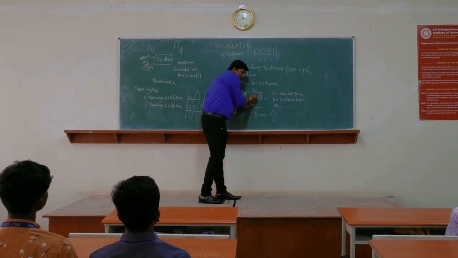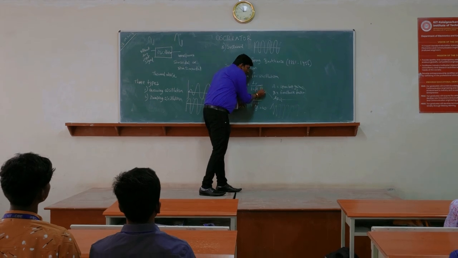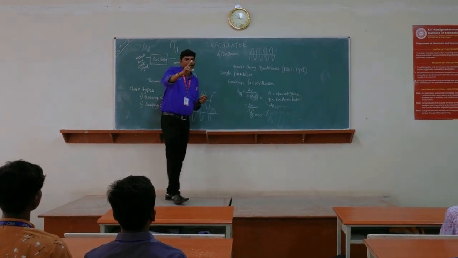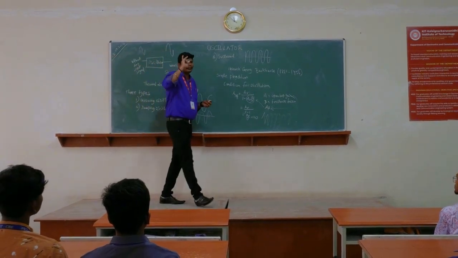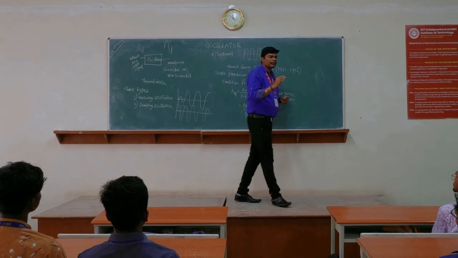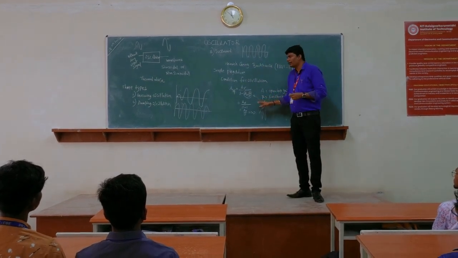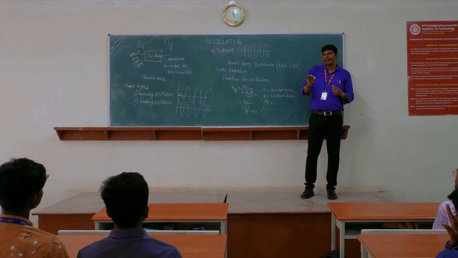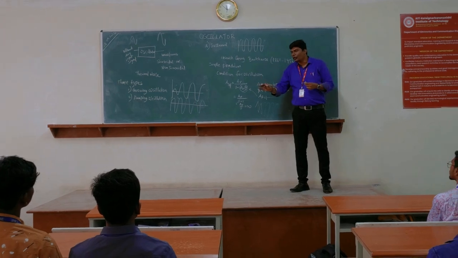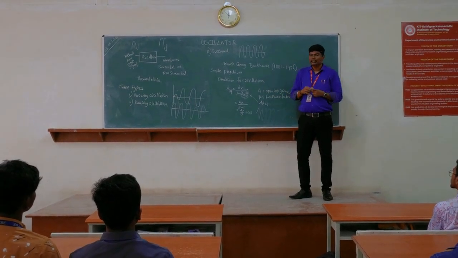Actually, this oscillation condition depends on these two parameters. One is A, another one is beta. What is beta? The feedback amplifier. It should be a negative feedback amplifier. Negative feedback amplifier means we have to maintain the phase shift of 0 or 360 degrees. Is it right?